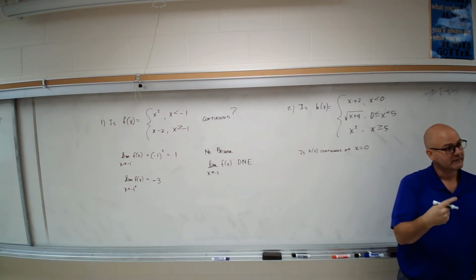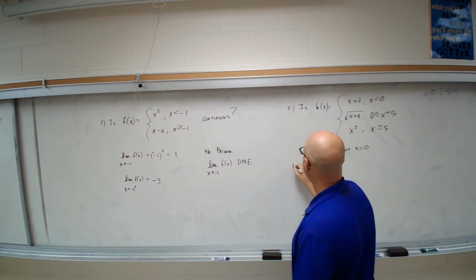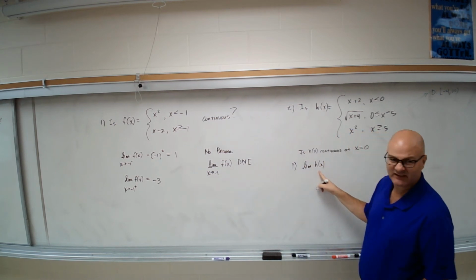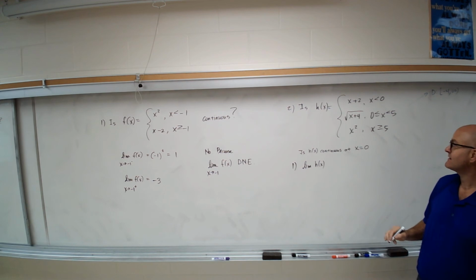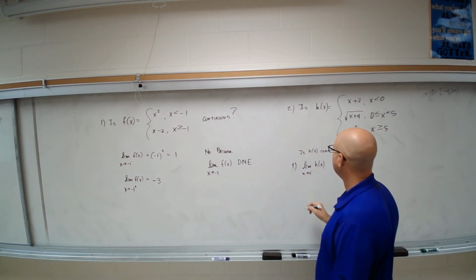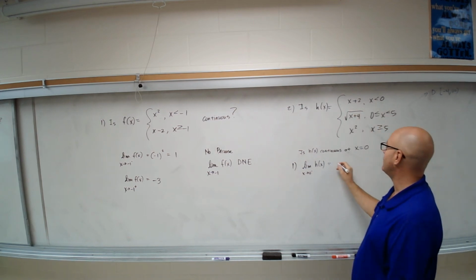So we have to do 3 things, correct? Find the limit, find the value, find if they're the same. To find the limit, I'll label that number 1. The limit of h of x, notice I'm putting the function name in there, as x approaches 0 from the left. Well, left of 0 is defined by this top rule, correct? And then we'll do direct substitution. We'll get 0 plus 2, which would give us 2.